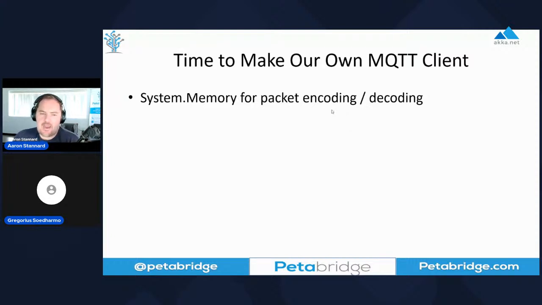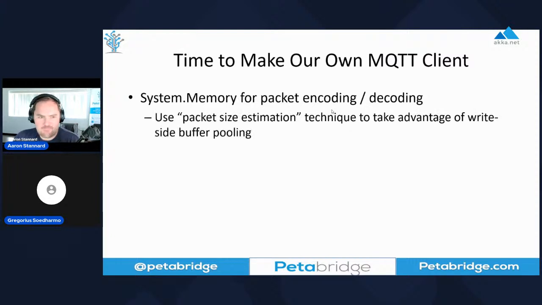So we did. And one of the design decisions we made was to use System.Memory for packet encoding and decoding. This is pretty obvious to anyone who's been working with .NET for a while: you should use System.Memory if you're doing a lot of low-level byte work. But what's not obvious is the choice to use a packet size estimator, which is the ability, before you serialize a packet according to the MQTT specification, to predict with 100% accuracy how big that packet is going to be, long before we do any encoding.